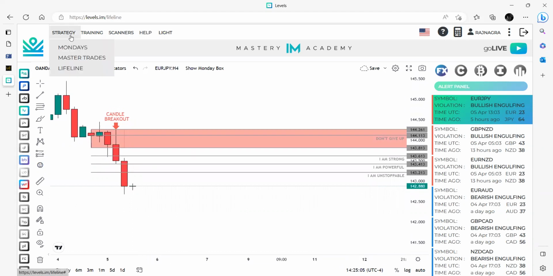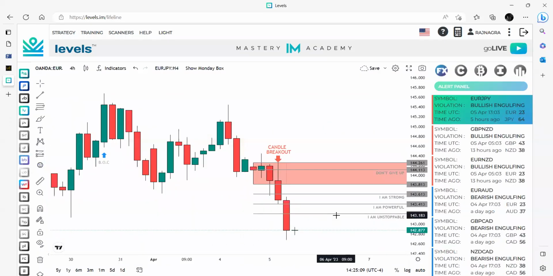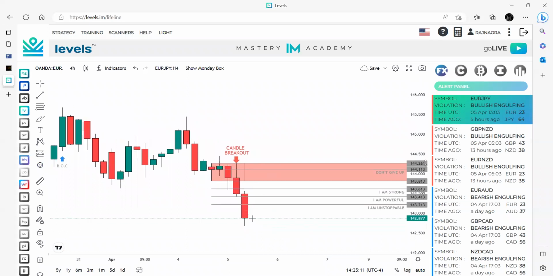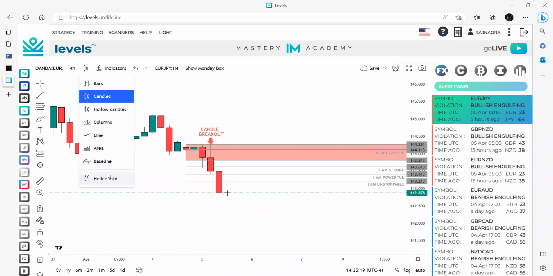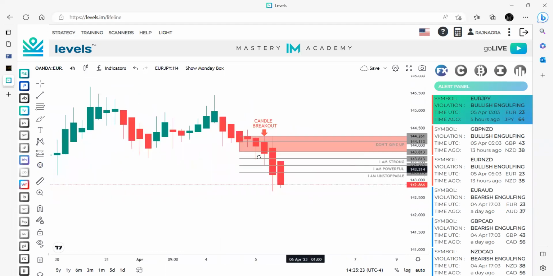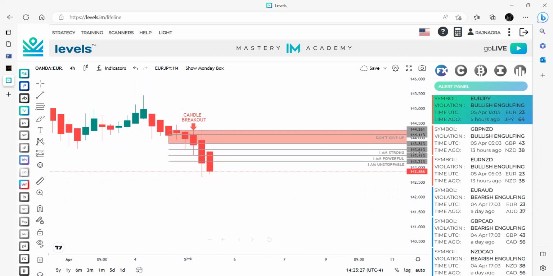Now, when we go to strategies and Lifeline, your chart is simply going to be looking like this. So we're going to make a few changes. We're going to add some indicators before we start to trade. So first thing I'm going to do is change the candles to Heiken Ashi candles. Now these candles, they're going to come up like this.